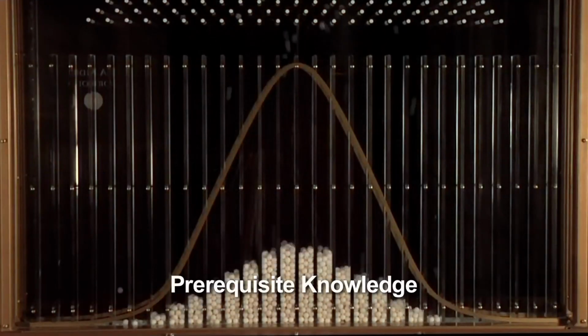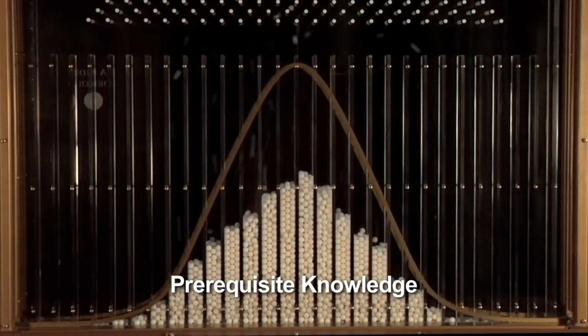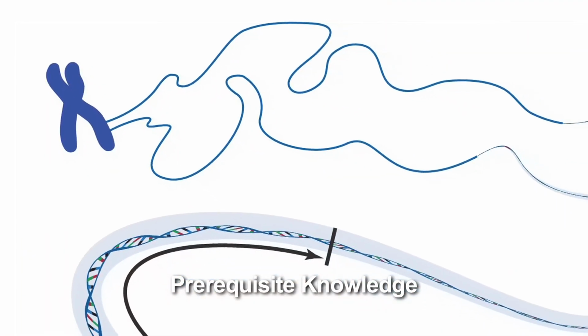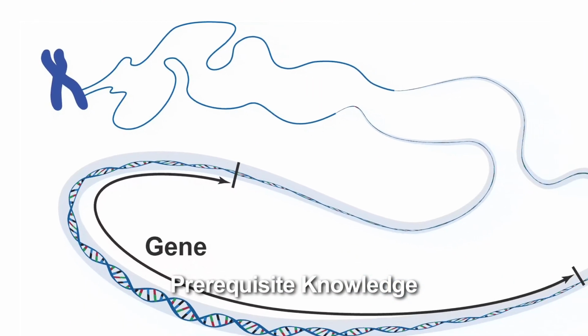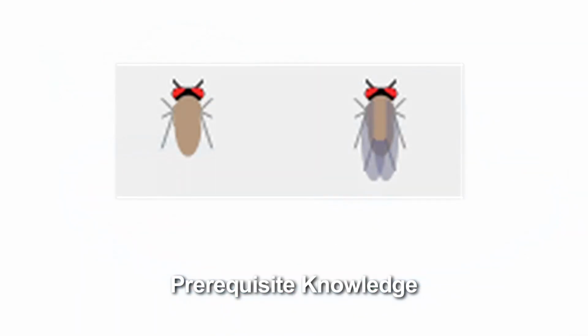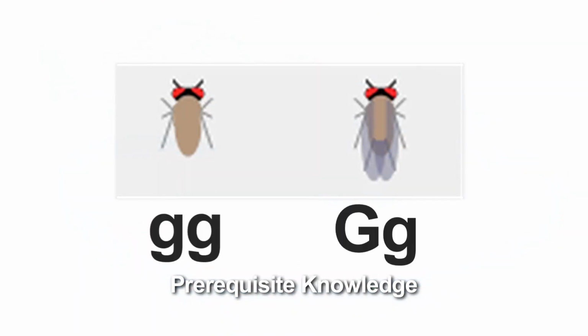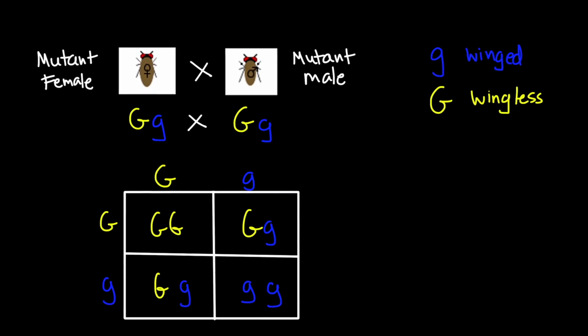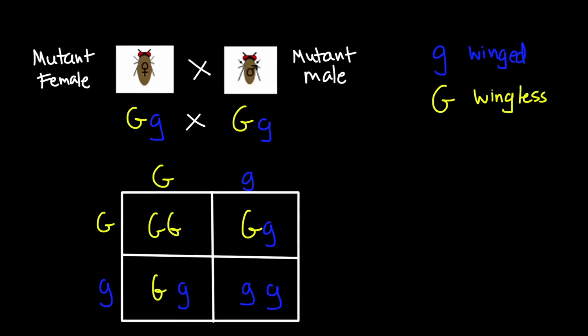Before watching this video, you should know what a probability distribution is and be familiar with basic genetics vocabulary, including genotype, phenotype, homozygous, and heterozygous. You should also know how to use Punnett squares to predict the expected results of Mendelian crosses.